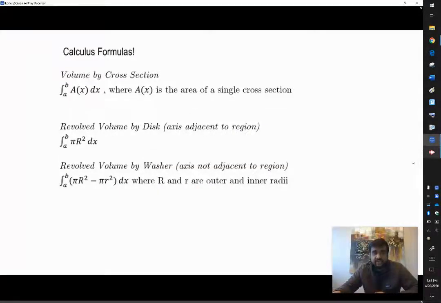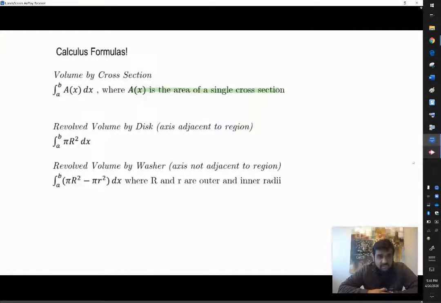Okay, that was a lot of information. Here's the big takeaway. If you can find the area of a single cross section of an object, the face of it, then you integrate that to get the volume of the object. If you're revolving a space and your axis is adjacent, it's just pi r squared dx. If your axis is not adjacent, then you have to subtract out the inner radius, which is what you're seeing here. So if you know these formulas and some geometry, you'll be in great shape for class later this week.